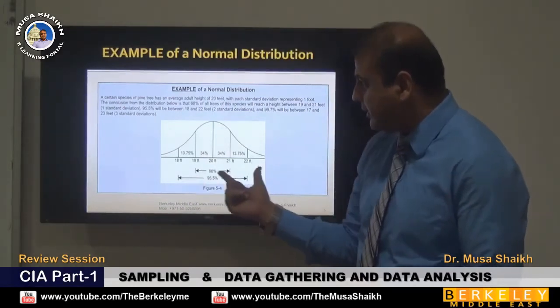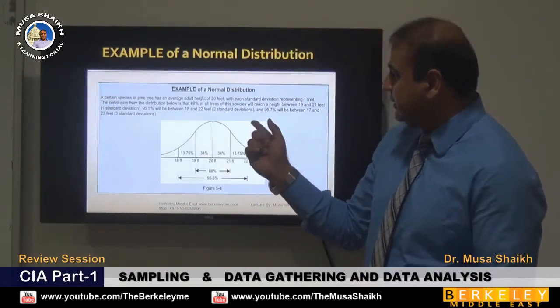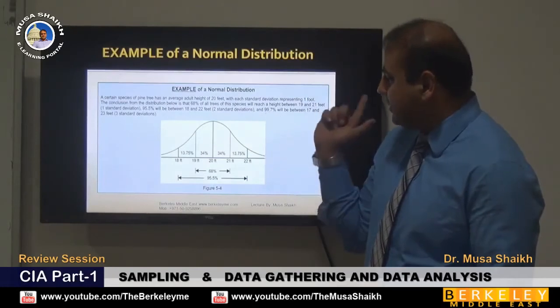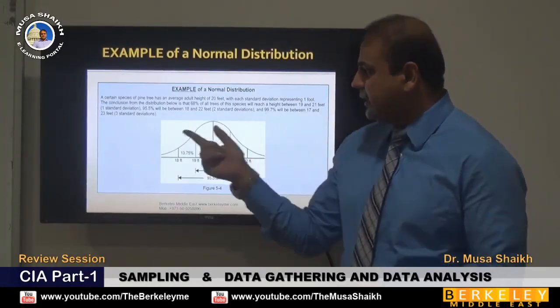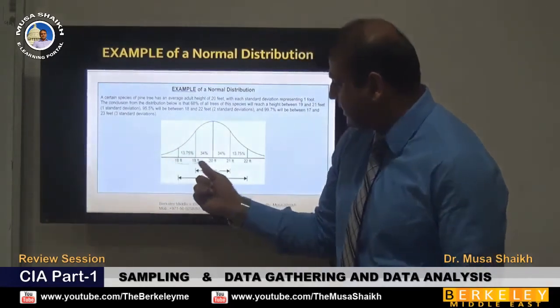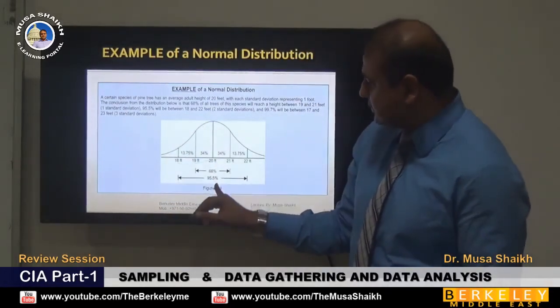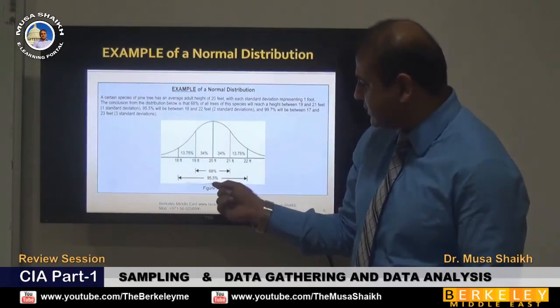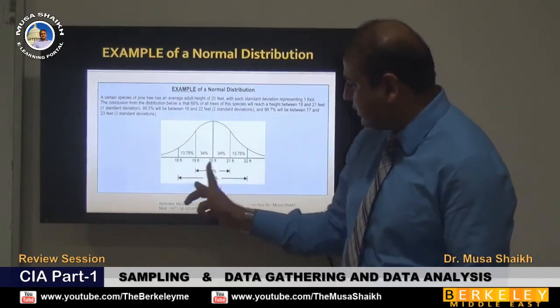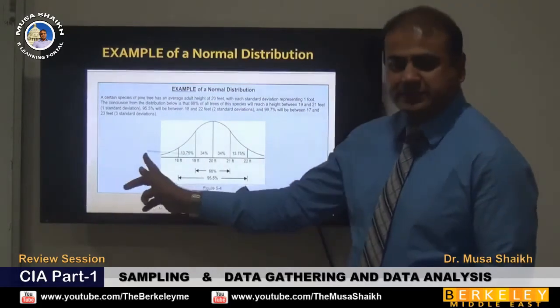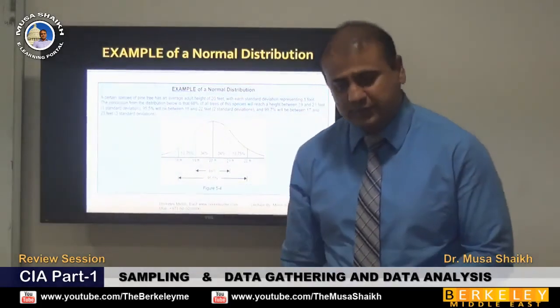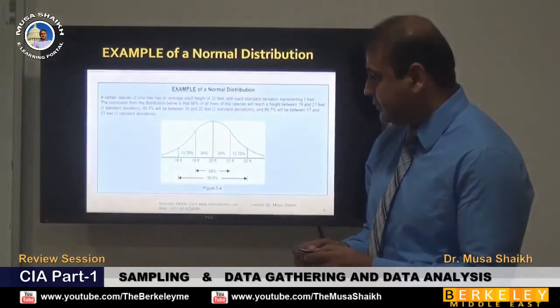The rest, he said 99.5% will be between 18 and 22. He made it this way, and 99.7% will be between 17 and 23 with 3 standard deviations, which is not shown in this diagram. If we make this full diagram, this will be 99.7%. This is normal distribution, just to understand.